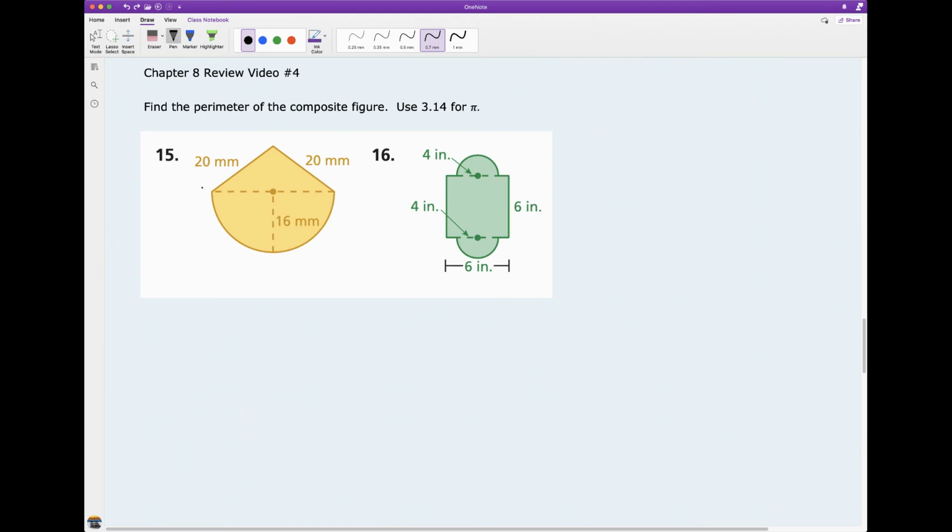Hello there, Mr. Odom is here to help you get ready for your Chapter 8 test. So this is the fourth video, and in this video we're going to try to find the perimeter of these two composite figures. So let's get started.